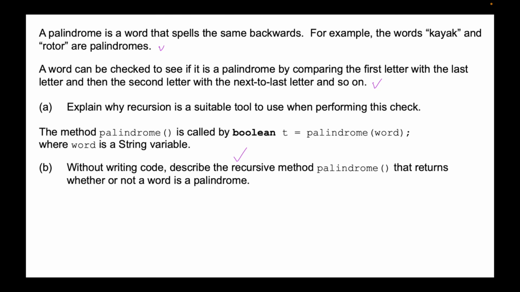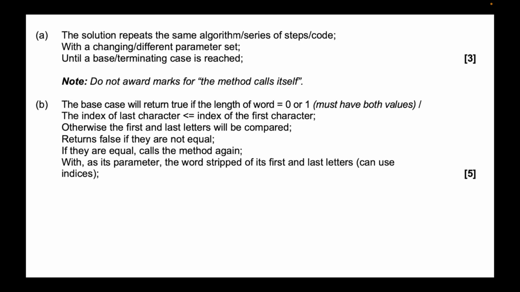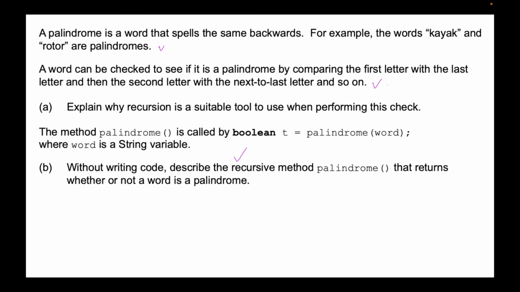And you've got another theoretical question explaining why recursion is a suitable tool when performing this check. And the answer to that one is basically what we went over in our tips. The solution repeats the same series of steps over and over again. There's a changing parameter set, and there is a clear base case. So if you just go back to the tips that I gave you for solving recursive problems, those are also simultaneously tips for how to identify recursive problems. And that's pretty much your answer to when you would use recursion.